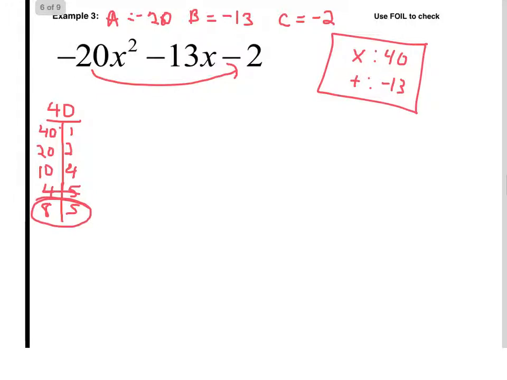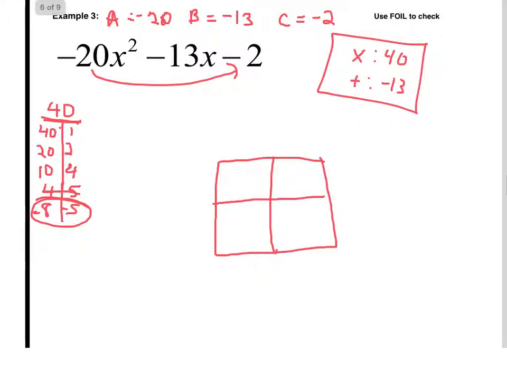So let's think about this. I have to multiply to a positive 40 but add to negative 13. So that means these both have to be negative, because a negative 8 and a negative 5 make negative 13, but when you multiply them, you get a positive 40. So now I'm going to work backwards with my box. So remember the box, you're looking for two binomials that multiply together. So what I do with my box is I fill in with this trinomial.